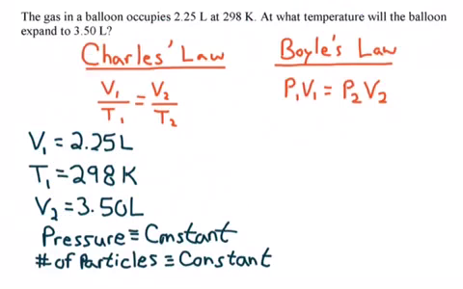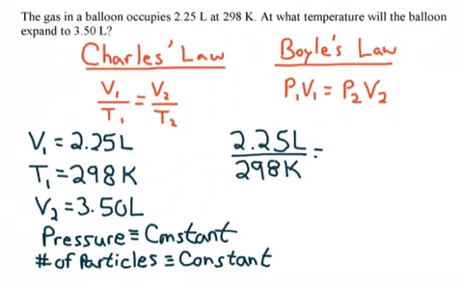So let's do this on the right-hand side. Plugging in V1 for V1, I get 2.25 liters divided by temperature 1, which is 298 K, is equal to, plug in volume 2 for V2, 3.50 liters divided by T2. So we don't know what that temperature is. That's what we're looking for.